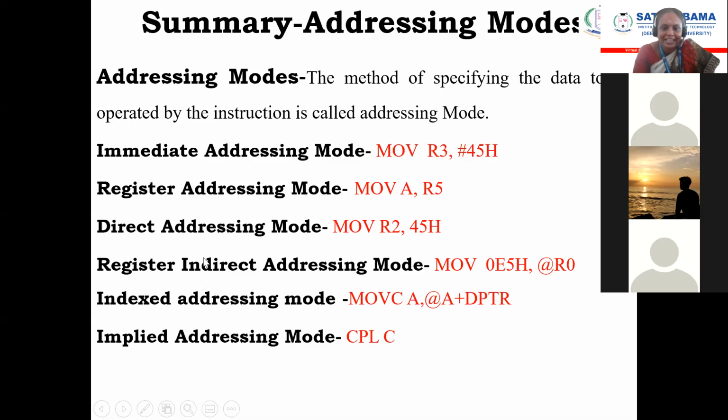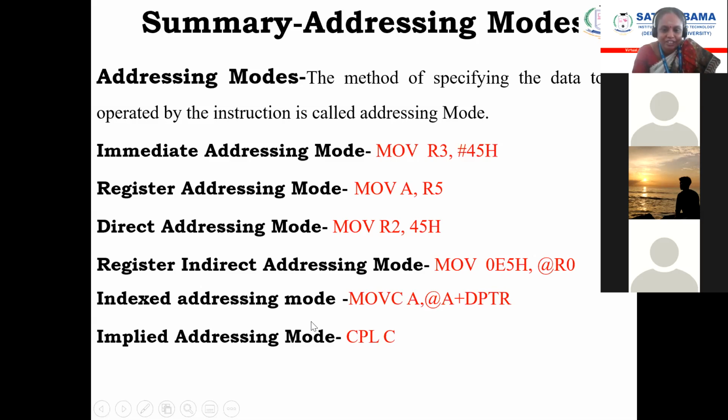Now register indirect addressing mode. What is the symbol involved? At, the @ symbol. So @R0 means R0 holds the address of the operand. That will move, 0E5. Here, E5 means they didn't specify the address; they specify the register of the address. I will show you E5 is the address of which register.